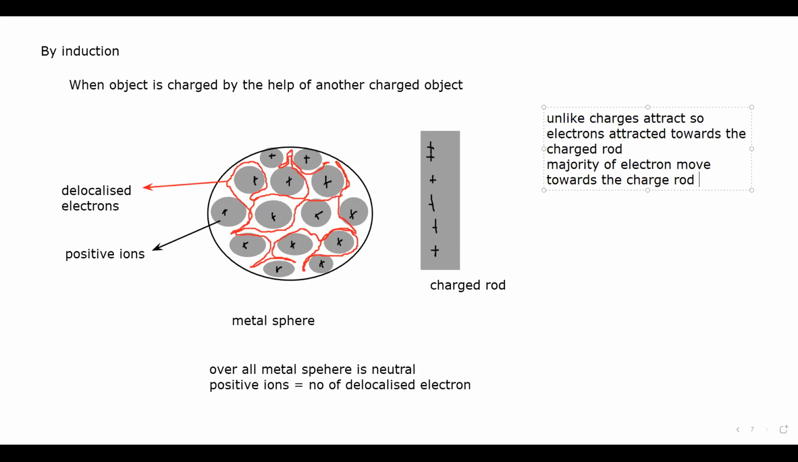The positive ions, because it is a lattice, meaning a regular arrangement of the ions, cannot move. The positive ions experience a repulsion from the charged rod but cannot move due to the lattice, the regular arrangement of the ions.